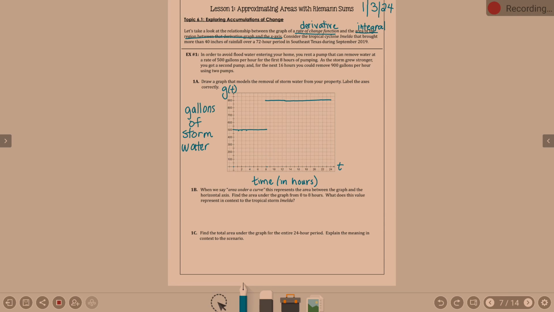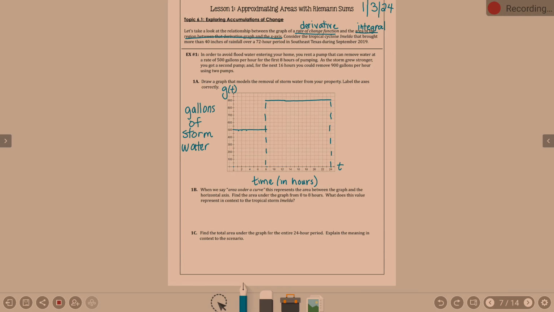I kind of have mine with some dotted lines to help us figure out the rest of this next part, and this has to do with what we're getting ready to do next. So B: when we say area under a curve, this represents the area between the graph and the horizontal axis. Find the area under the graph from 0 to 8 hours. What does this value represent in context to the tropical storm Imelda?